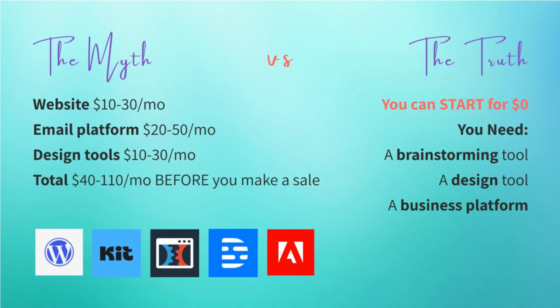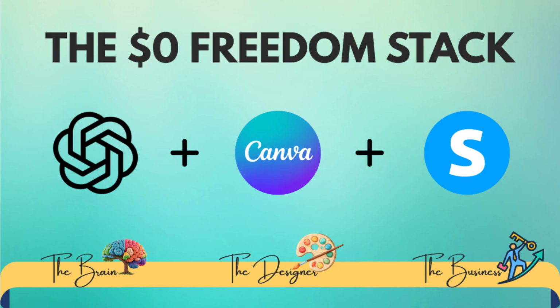Now for the truth, you can start a digital product business for $0. Here's what you need: an idea generation and content creation tool, a design tool, and a business platform that handles your funnels, emails, payments, and product delivery. Meet the Freedom Stack, a 3-tool system: ChatGPT, Canva, and System.io.